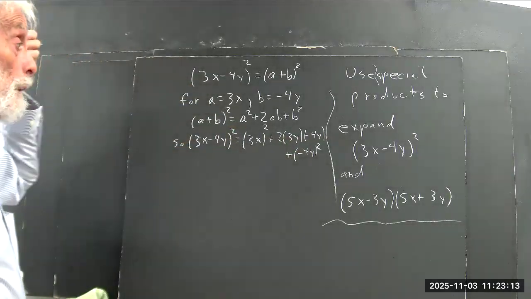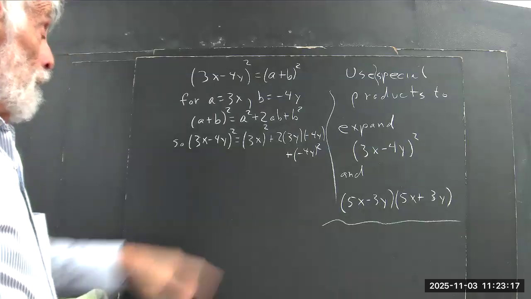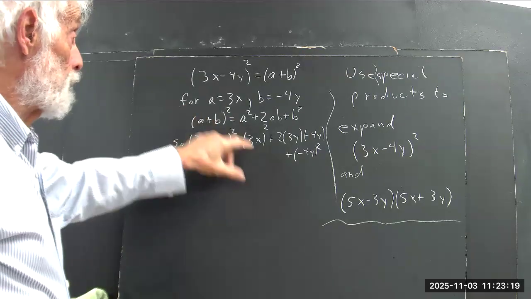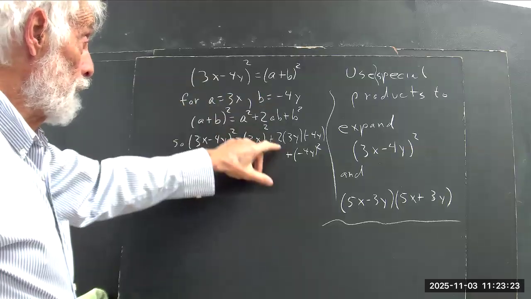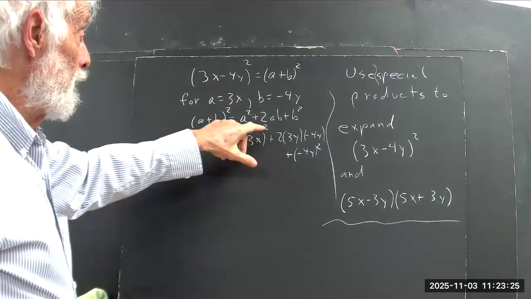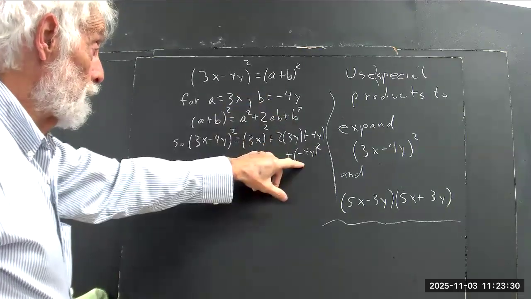And if you have the special product written out and you've identified what a is and what b is, then you just write out whatever a is squared, and then 2 times whatever a is times whatever b is, and then the square of b, whatever b is. Right there it is.